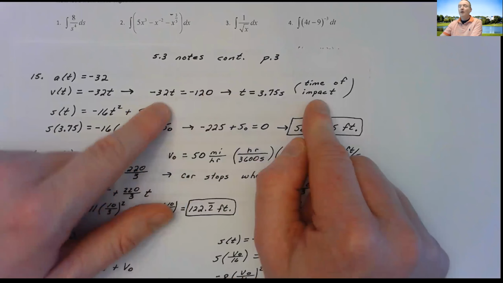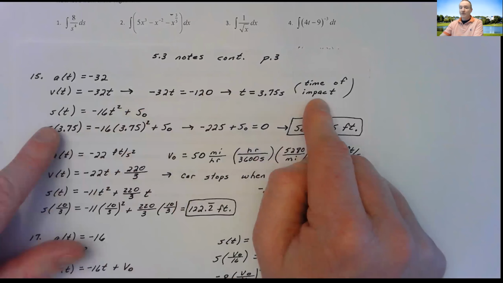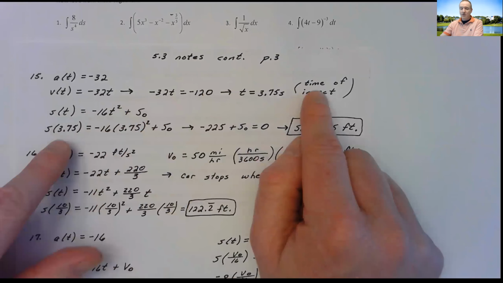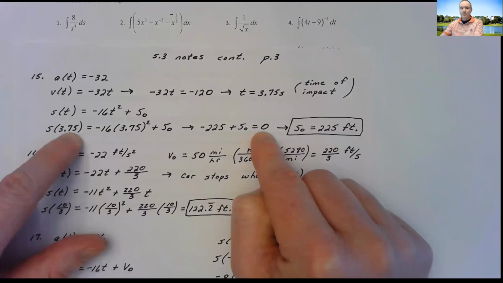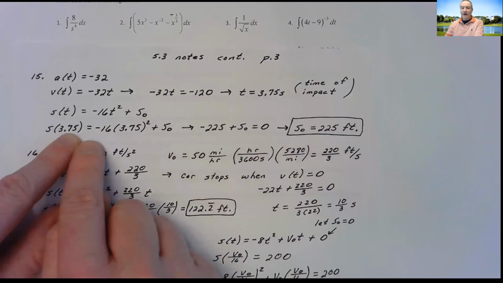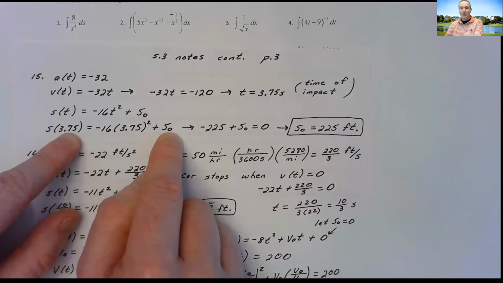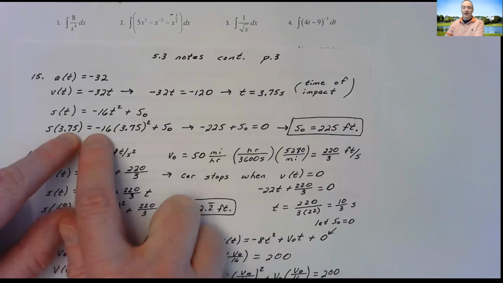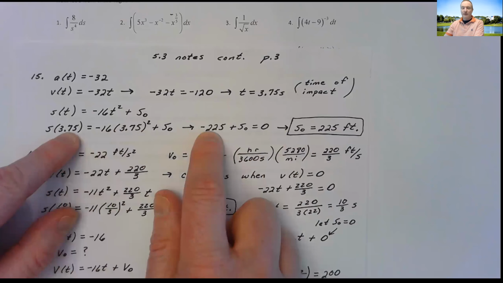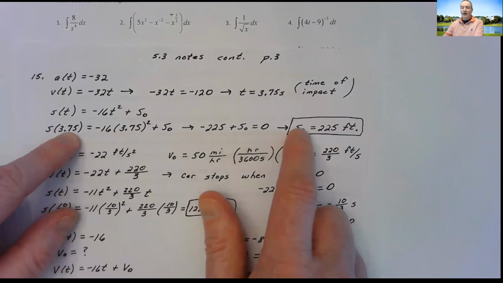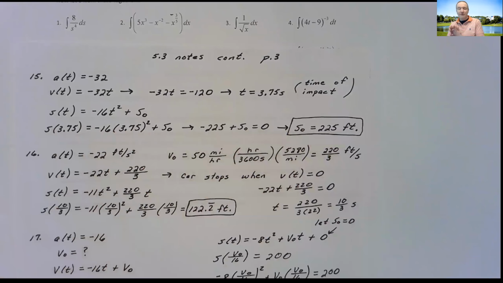How does that help? Well, that helps because if that's the point at which it hits the ground, I know if I plug that time into my position function, I should get a 0. So s of 3.75 gives me negative 16 times 3.75 squared, plus that original position, which is the height of the cliff, which is what we're solving for. Gorgeous. When I calculated this out, I got negative 225 feet plus s sub 0 is 0, which tells us that the original height of the cliff had to be 225 feet in the air.